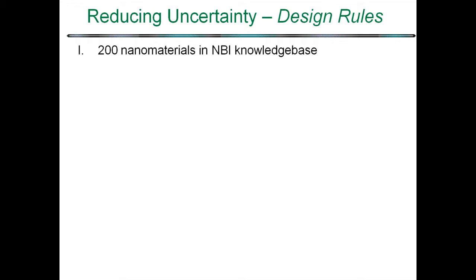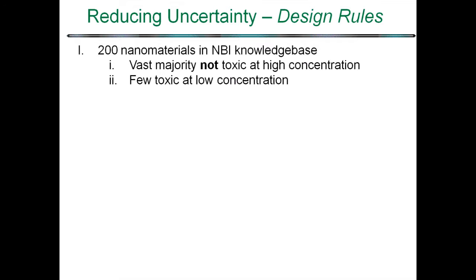Okay, so here are just a couple of overarching design rules that we have deciphered from the data sets that we have in there currently. So we have tested and have information on over 200 different nanomaterials, and these are distinct nanomaterials, each one is different. Of these, the vast majority of them have not been toxic. Okay, so that's good. That's really good. And only a few that we've tested have been toxic at environmentally relevant concentrations that you would be exposed to, unless you're a worker in one of these factories.